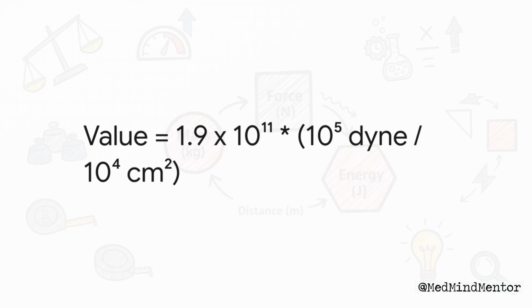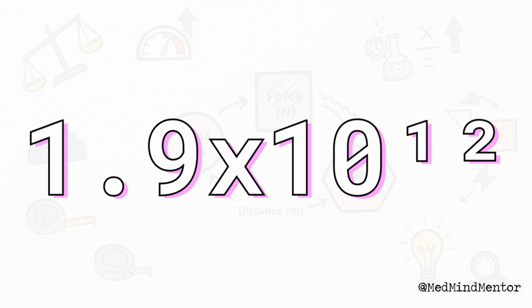And now for the easy part. We just put all our pieces back together. We take our original number and we multiply it by our conversion factors. We swap out newtons for 10^5 dynes on top, and we swap out square meters for 10^4 square centimeters on the bottom. So what happens when we simplify the math? We have our original 10^11, and that gets multiplied by another 10, because 10^5 divided by 10^4 is just 10, and that gives us our final answer, 1.9 times 10^12 dynes per square centimeter. See, when you break it down, it's not so bad.